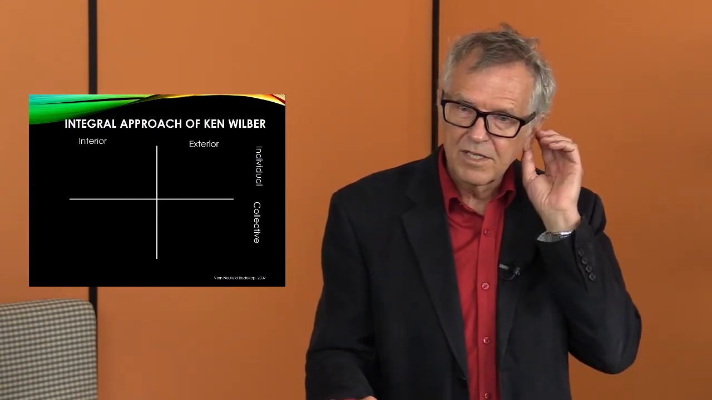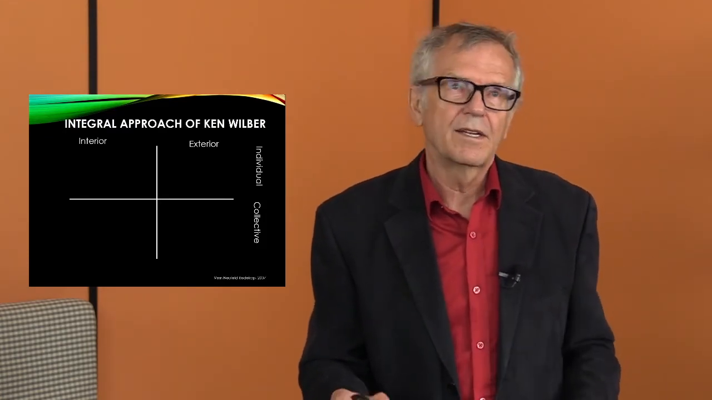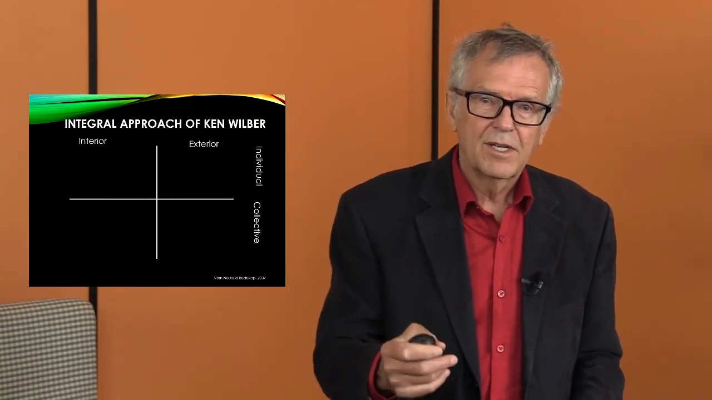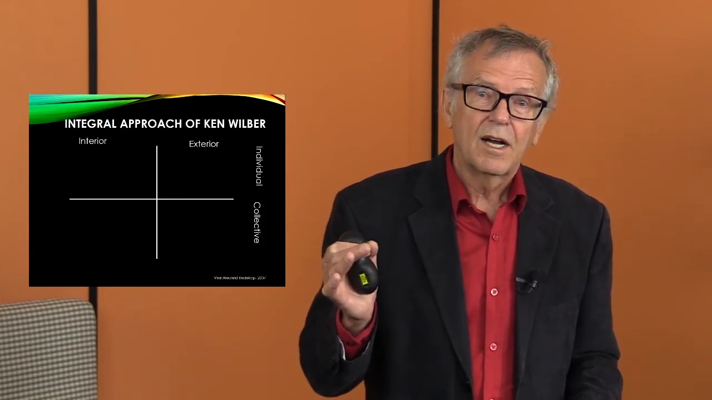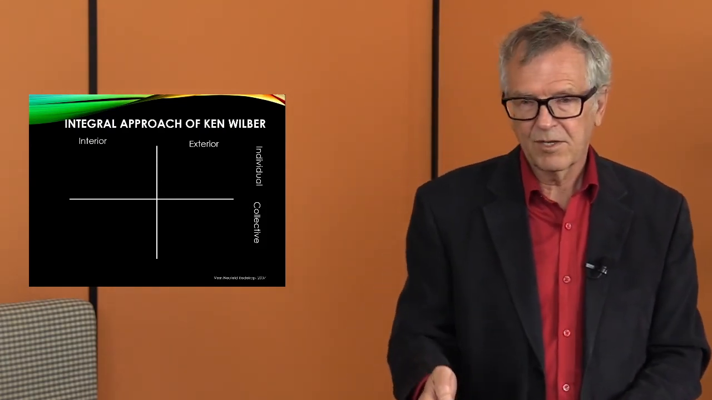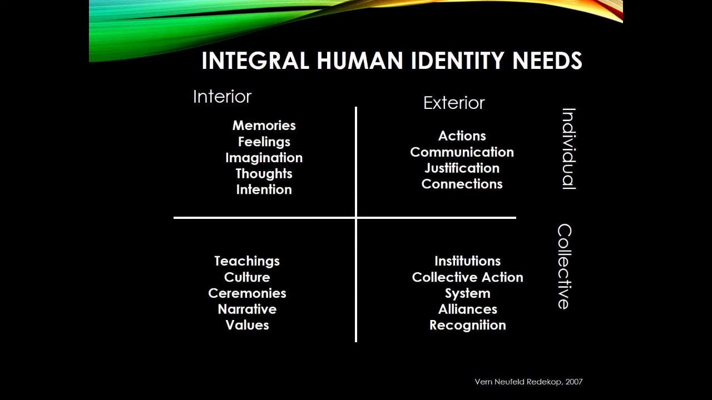Now, we could also think about identity needs in an integral way. Ken Wilber has said that for any phenomenon, there's an interior side represented on the left and an exterior part that we can observe on the right. Above the line, it's individual, and below, collective. So identity needs and their satisfiers have an interior dimension, an exterior dimension, and they're individual and collective. On the individual interior, we have memories, feelings, imagination, thoughts, and intentions related to anything that we do. On the exterior, there are the actions, the communication, the justification for what we did, and the connections that are made.